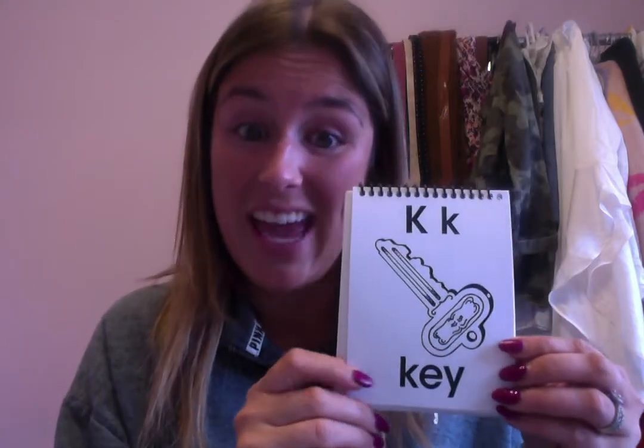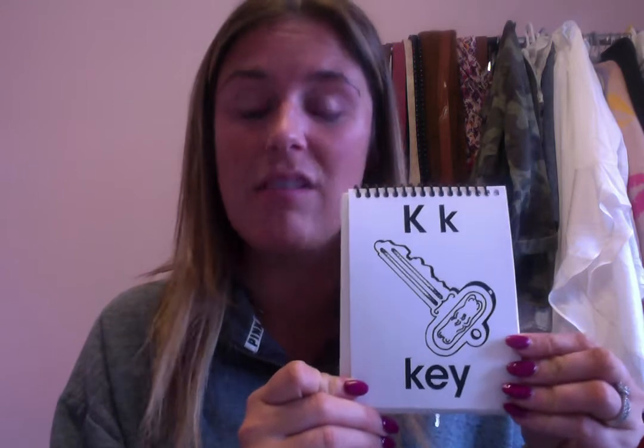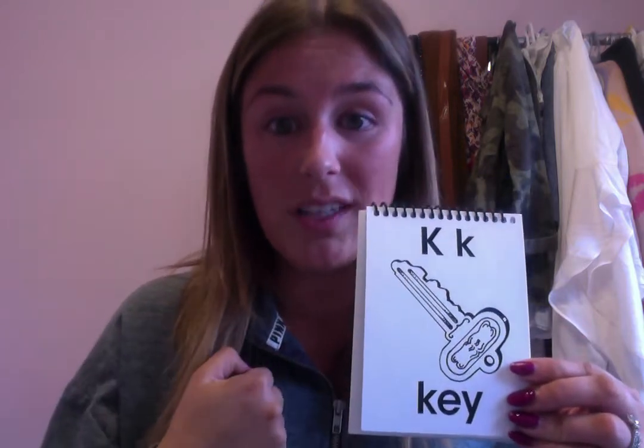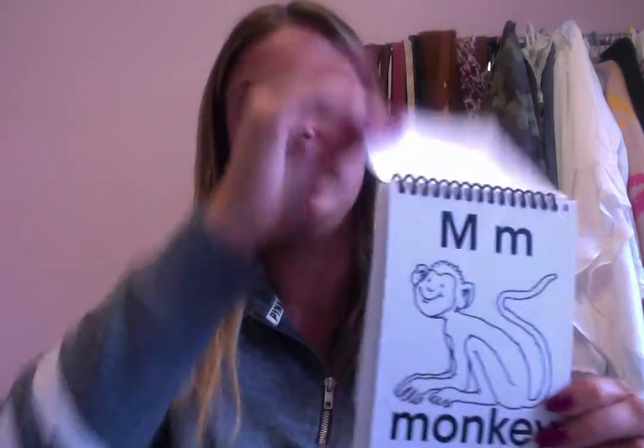This is the letter K. K makes the K sound just like the letter C. Can you think of a word that begins with the K sound? This is the letter L. L makes the L sound, like lamp. Can you think of a word that begins with the L sound?